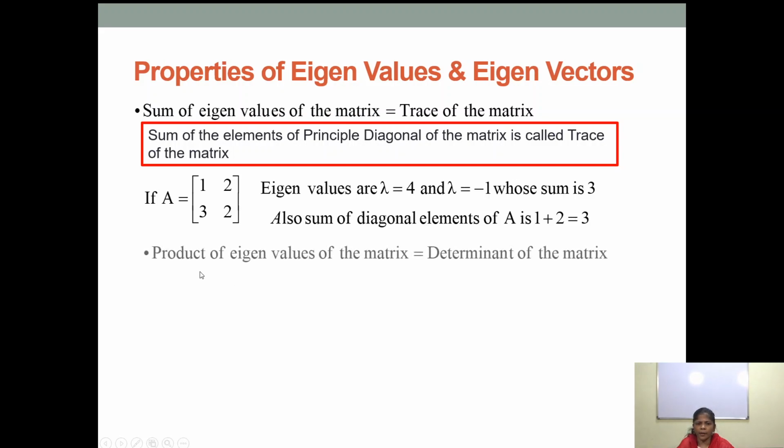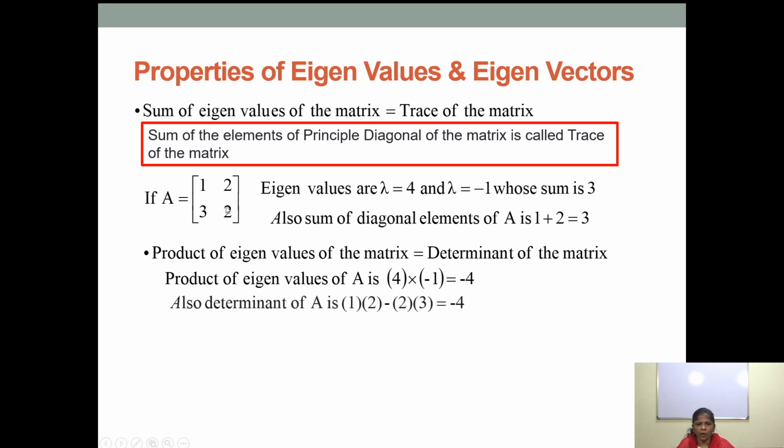Okay. The next one. The product of eigenvalues of the matrix is equal to the determinant of the matrix. Again I will take the same example. What are the eigenvalues? 4 and minus 1. Take their product: minus 4. Then for the determinant, when we solve it, 1 into 2 is 2, minus 3 into 2 is 6. So 2 minus 6 is minus 4. So again the product of eigenvalues of the matrix is equal to the determinant of the matrix. Hence the property gets verified.